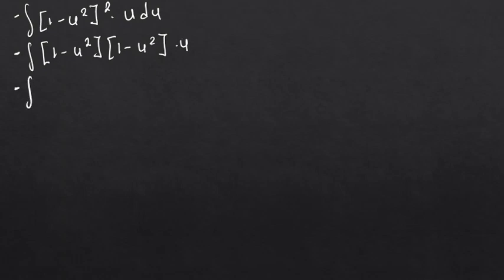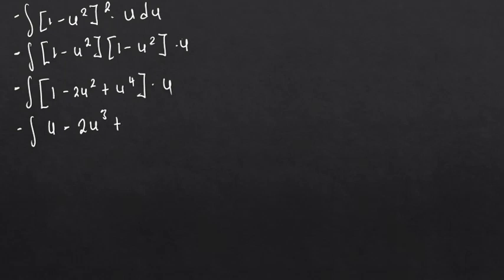So this is going to give us something like this: (1 minus 2u to the power 2 plus u to the power 4), everything multiplied by u. So we're going to get something like u minus 2u to the power 3 plus, and of course this is going to be u to the power 5 du.